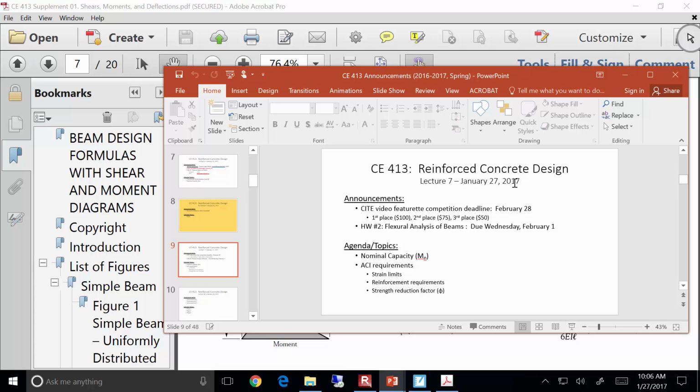Okay. All right. So today what we're going to talk about are really two things. I'm really excited to get to nominal capacity because this is a topic that we're going to be using quite extensively throughout the semester. But I also will probably get into some discussion on ACI requirements, particularly strain limits, some reinforcement requirements, and get into the strength reduction factor, the phi value. You folks in steel design, we use a similar value because we would have gross section yielding and then it would have a phi value, et cetera.